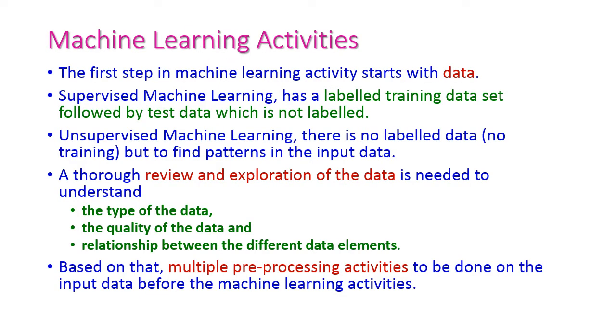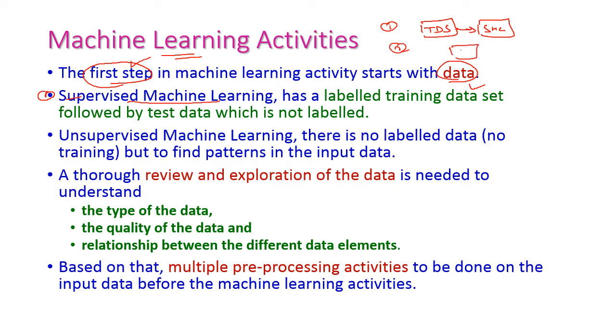The machine learning activity. The very first step of any machine learning activity starts with data only. First, let us take an example of supervised machine learning. So this is the supervised machine learning model. This model we need to train by using a training data set. Okay, this is the first step. When it comes to the second step, this model should be tested by using a testing data set. Okay, two steps are there.